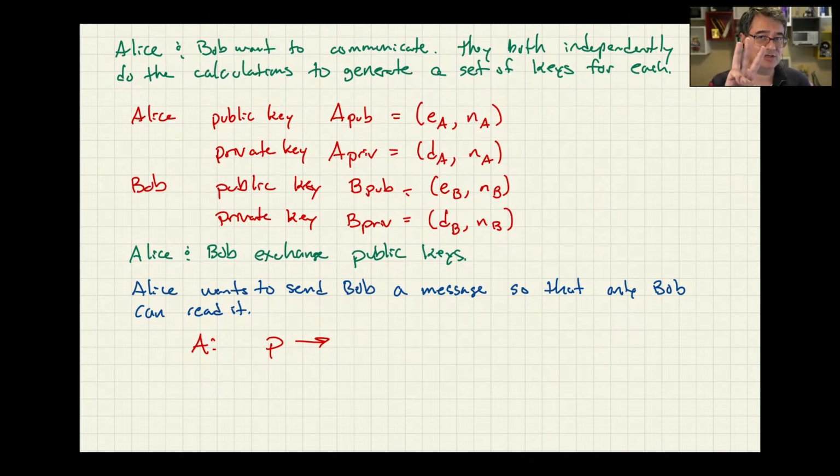Now she's got 3 keys that she can use. She's got her private key and her public key, and she also has Bob's public key. She does not have Bob's private key. Bob has kept that private. So which of those 3 keys, her public key, her private key, or Bob's public key, should she use to encrypt this plain text so that only Bob can read it?